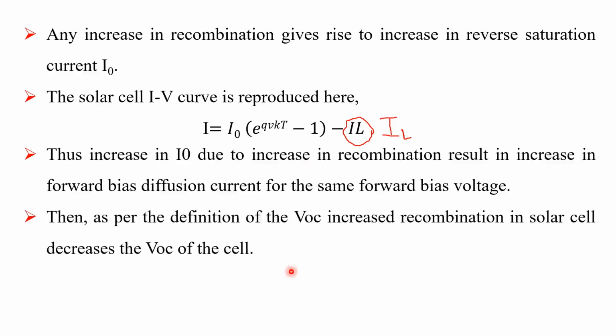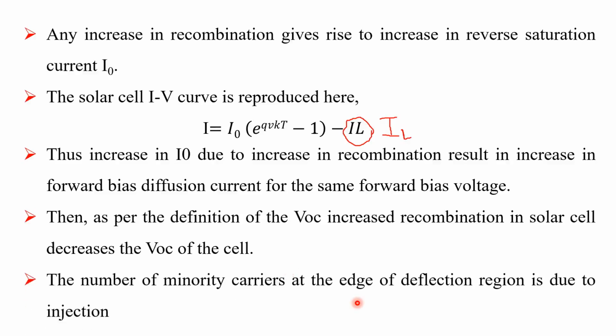As per the definition of VOC, an increase in recombination in a solar cell decreases the VOC of the cell. This is an inversely proportional relation: if recombination increases, VOC decreases, and if recombination decreases, VOC increases.